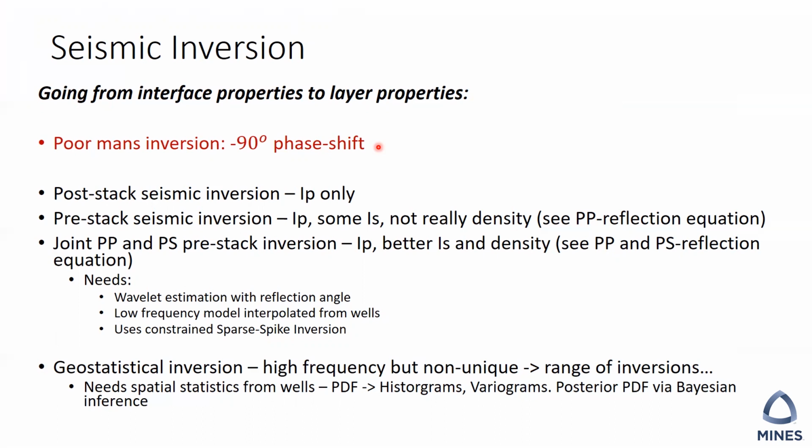And the method we use is usually called constrained sparse spike inversion. There are other methods of inversion as well, but it's a model-based inversion, where you're modeling and trying to match your field data, making some assumptions on sparseness of the reflection coefficients.